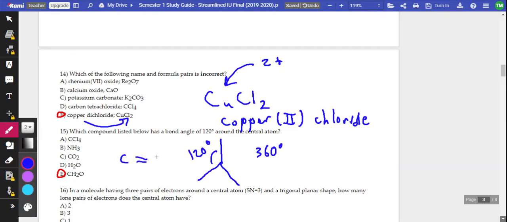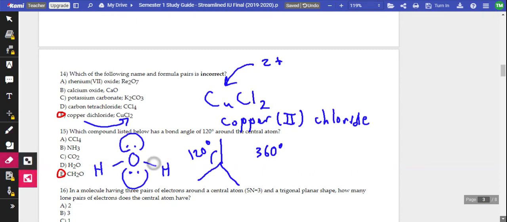CO2 has 2 bonded atoms. That's linear. That's not going to be trigonal planar. And then H2O, okay, not only does it only have 2 atoms, but it ends up bent because it has 2 electron pairs just hanging out on the center atom. So it's got 4 electron domains total.